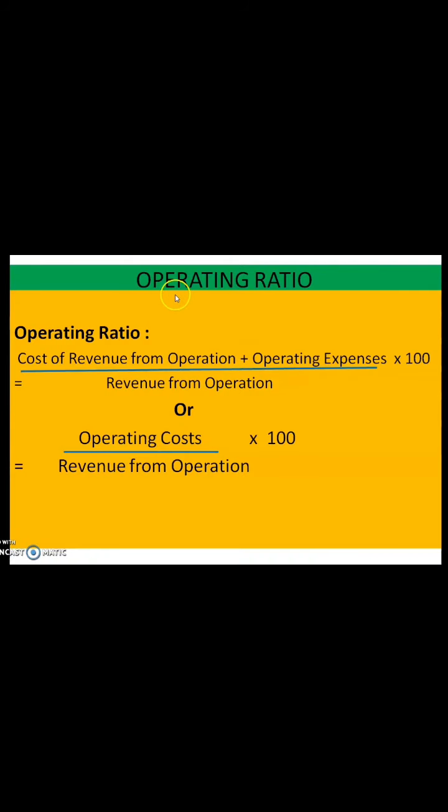The formula to calculate operating ratio is cost of revenue from operation plus operating expenses divided by revenue from operation into 100. There is one more formula: operating cost divided by revenue from operation into 100. So you can select any one of the formulas according to the items given to you in the question.